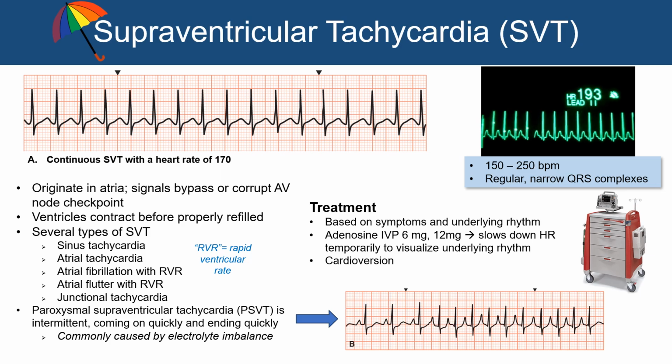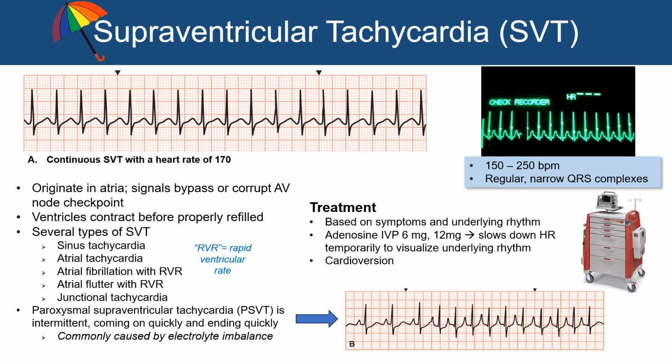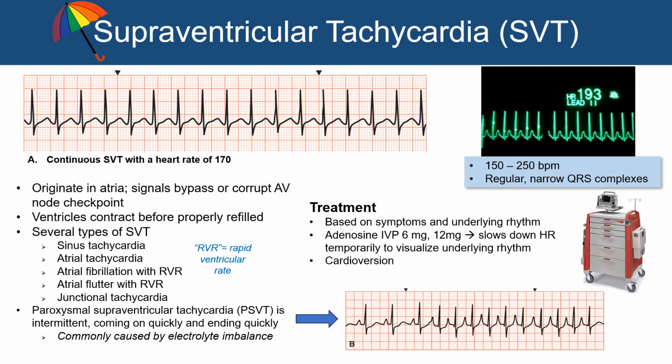So sinus tachycardia, atrial fibrillation with RVR. RVR means rapid ventricular response. Atrial flutter, and junctional tachycardia. So all of these things originate in the atrium. That means the action potential is originating in the atrium and it's above 100. So that makes it an SVT.